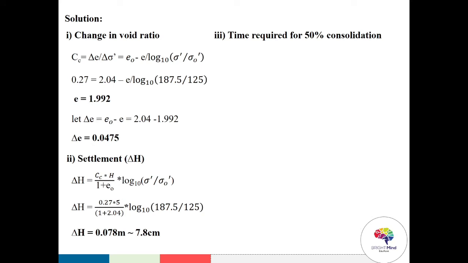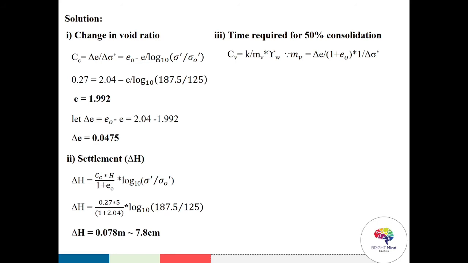For finding the time required, firstly I'll find the coefficient of consolidation Cv, which is expressed as K upon mv into gamma w, where K is the coefficient of permeability, mv is the coefficient of volume change, and gamma w is the unit weight of water. The coefficient of volume change can also be expressed as the change in volume to the initial volume due to the change in pressure. The change in pressure is represented by delta sigma dash, and the initial volume is represented by 1 plus e naught.